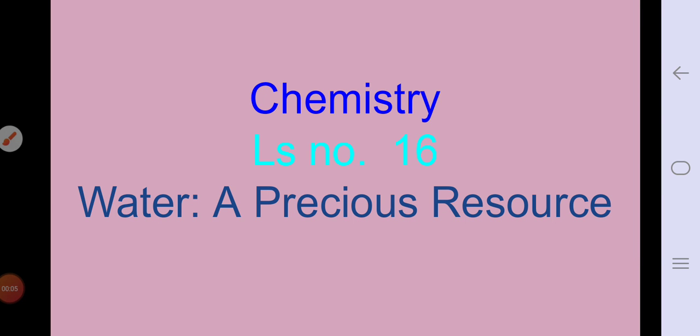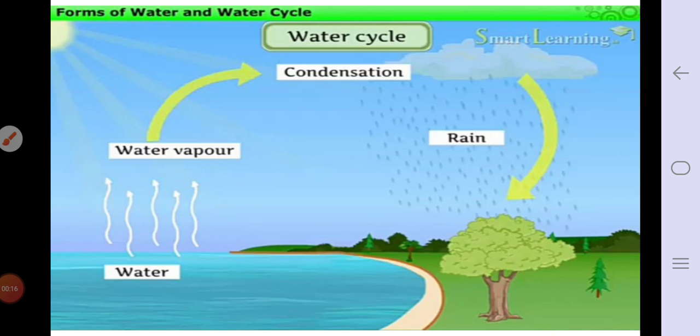We have started lesson number 16, water, a precious resource. In the last video we have seen the water cycle and different forms of water. We have seen the water cycle: water evaporates and forms water vapors, then condensation, and last is precipitation. We have seen the water cycle and its importance.